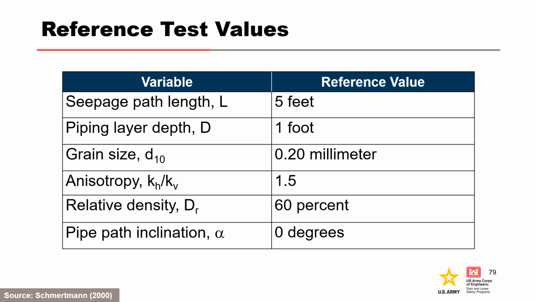This table summarizes the reference test values. In addition to the previously mentioned geometry of the test flume, the reference soil properties of the sand included the particle size with 10% passing by weight, anisotropy, or ratio of horizontal permeability to vertical permeability, and relative density.